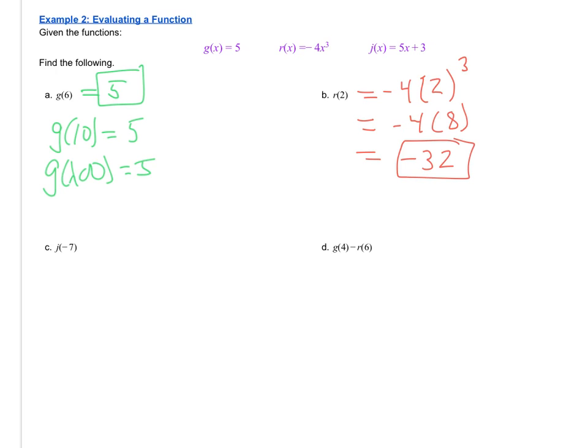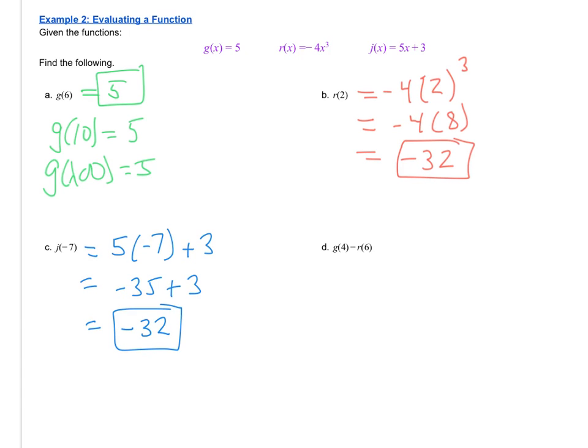In letter C, we want to find j of negative 7, so we're going to come to our j of x function over here and plug in negative 7. So we get 5 times negative 7 plus 3. 5 times negative 7 is negative 35 plus 3. And negative 35 plus 3 would give us an answer of negative 32.